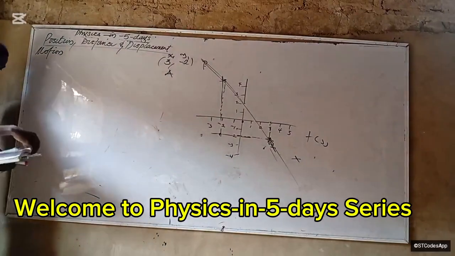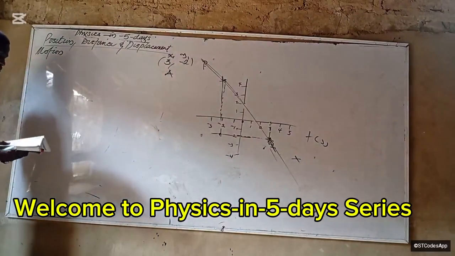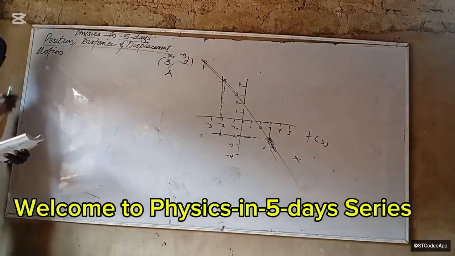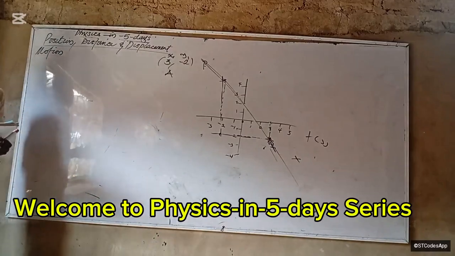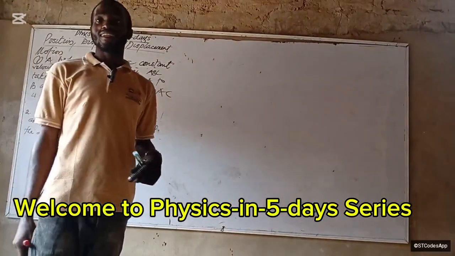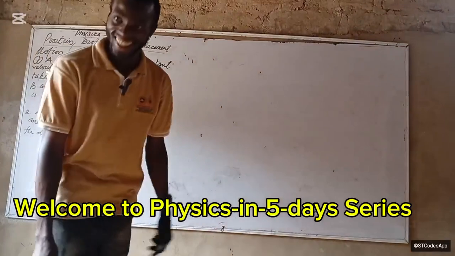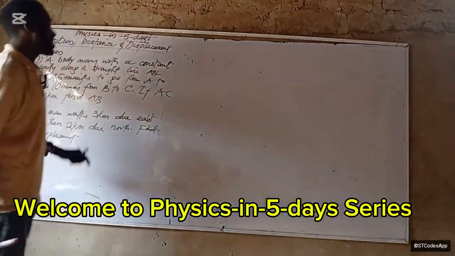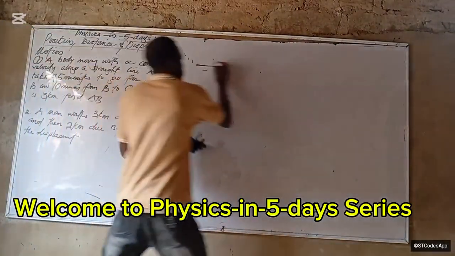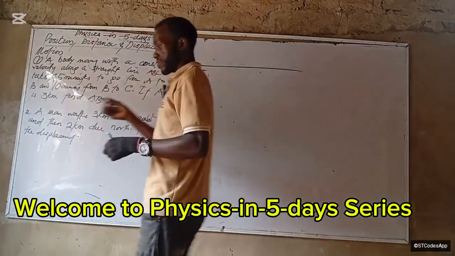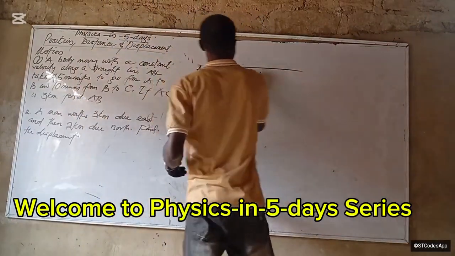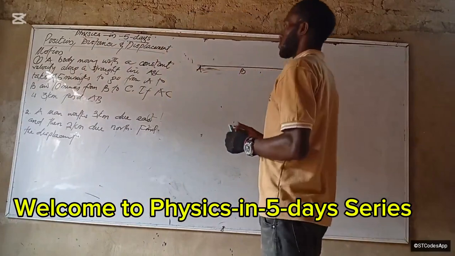This question says, a body moving with a constant velocity. Please pause it, let me take time to quickly write it. Let's go, please. A body moves with a constant velocity along a straight line ABC. A straight line ABC, right? A here, B here, C here.